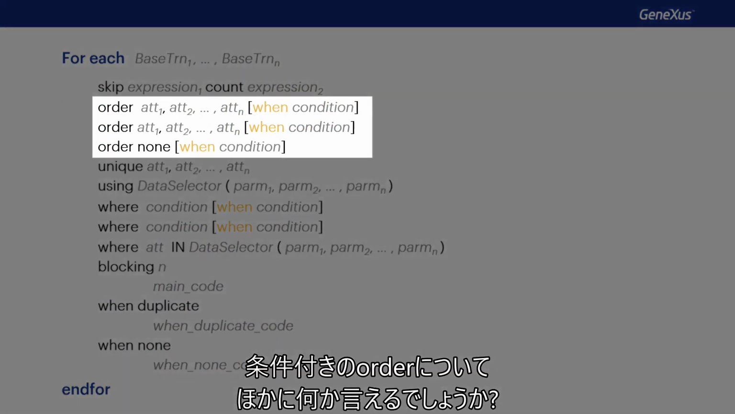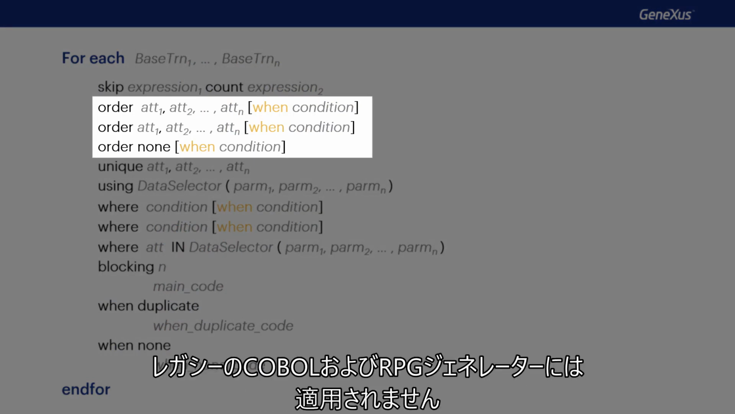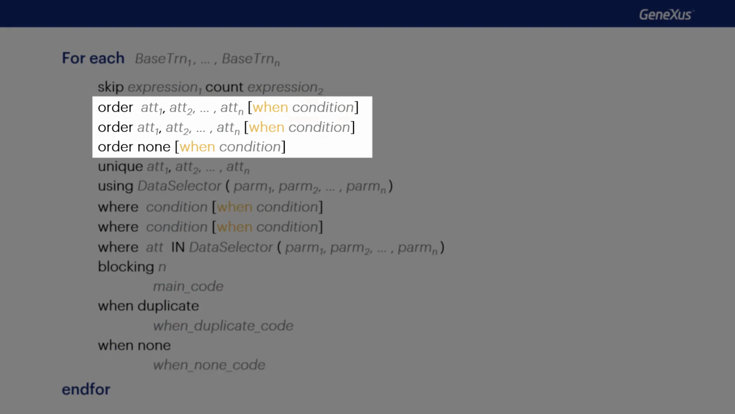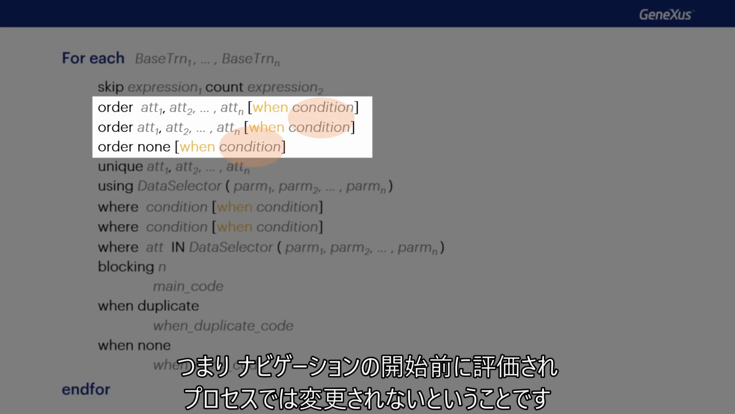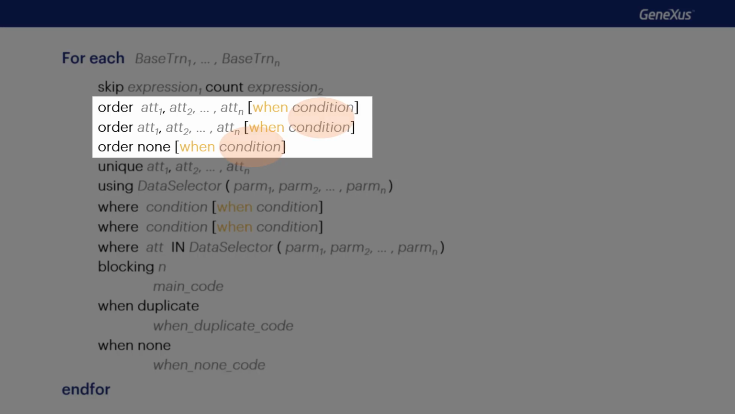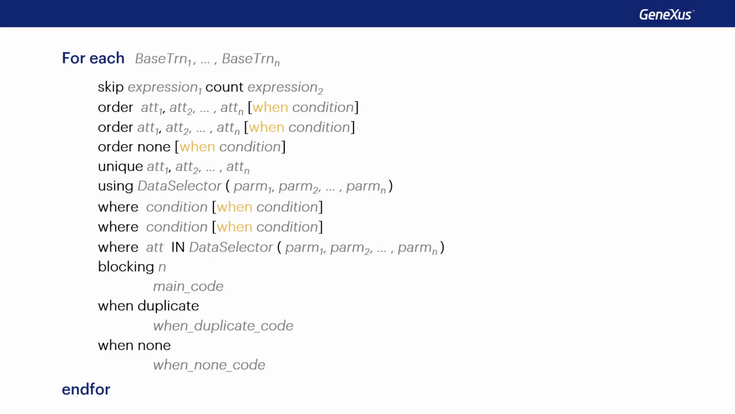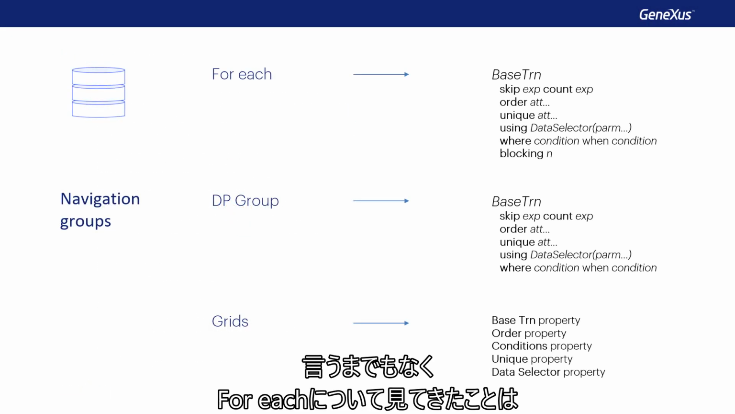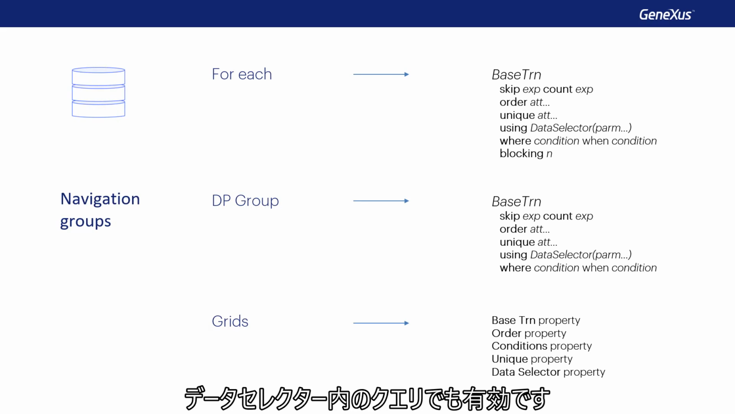What else can be said about conditional orders? They're not supported in control breaks. They do not apply to legacy COBOL and RPG generators. If the conditions have attributes, they're considered as instantiated. That is, they're evaluated before starting the navigation and do not change in the process. This is the end of our exploration of query orders. Of course, what we saw for the for each is valid for groups of data providers and grids with a base table, as well as for queries within data selectors.